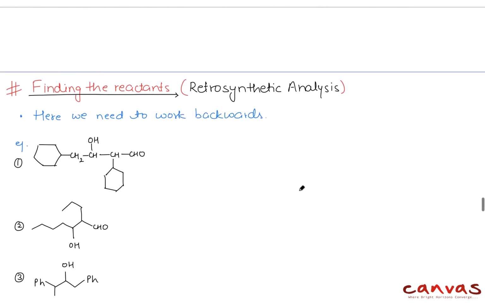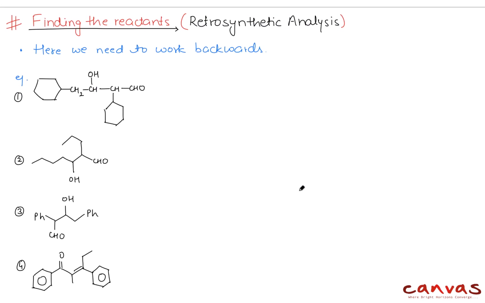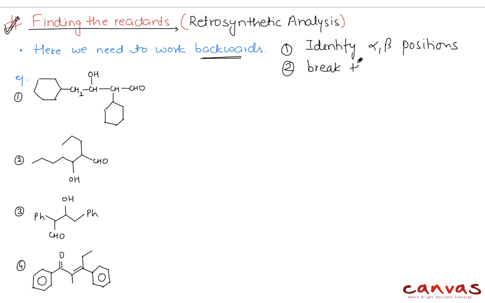Now let's move on to the next part, that is the last part of the reaction, retrosynthetic analysis, that is finding the reactants. You have been given the product, you need to work backwards and find out which molecules reacted together to give this product. Okay, so first step here, identify alpha beta positions. Second step, break the bond between alpha beta.